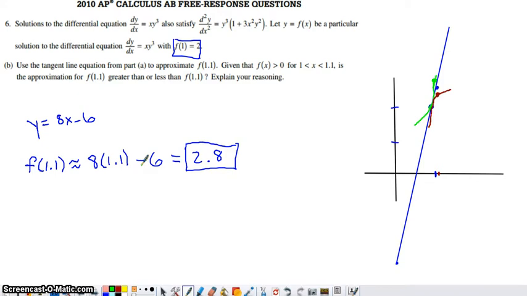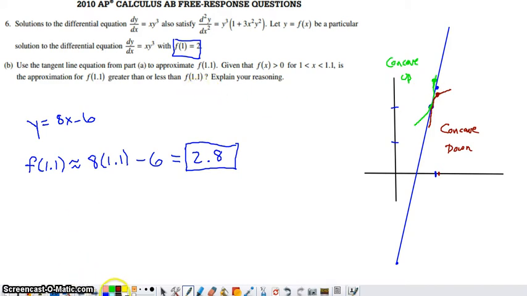So what's the difference between the green graph and the red graph? Well, the green graph is concave up, and the red graph is concave down. So if we can determine whether or not our function, f of x, is concave up or concave down near this point of tangency, we're going to be able to figure out if our graph is above or below the tangent line and then answer the rest of part B appropriately.